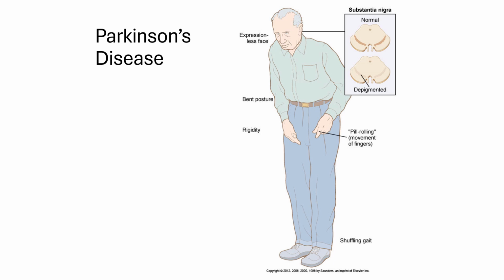They have an expressionless face, bent posture, rigidity in their limbs. They'll often make that pill-rolling movement with their fingers where they're rubbing their finger and their thumb together, and they will have a shuffling gait.